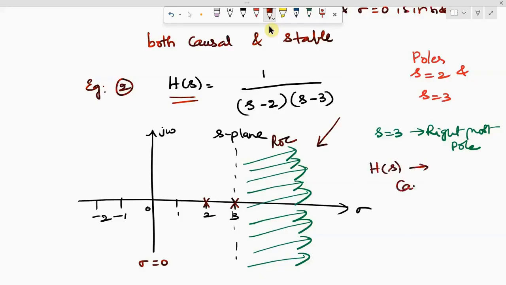It does not satisfy BIBO stability. H of s is causal, but it's not stable. Not BIBO stable.